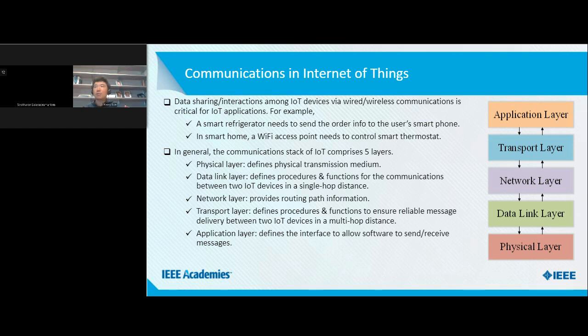And the network layer provides a routing path if you want to achieve multi-hop wireless communications. The transportation layer defines the procedures and functions to ensure reliable message delivery between the two IoT devices over a multi-hop distance. And the application layer defines the interface that allows different software and applications to send and receive messages to the IoT devices.